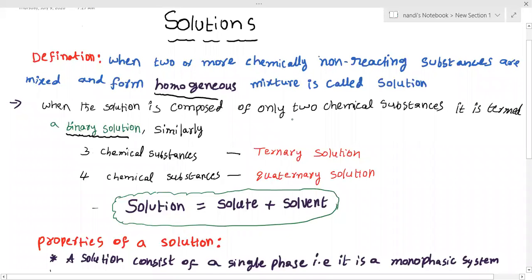Hi dear students, today we are going to discuss solutions. What is a solution? Its definition and properties. We will see this in today's class.